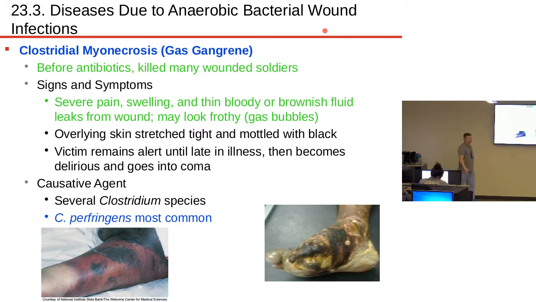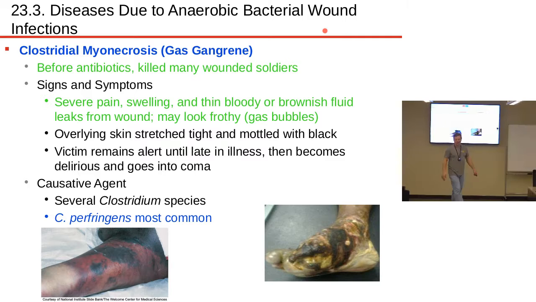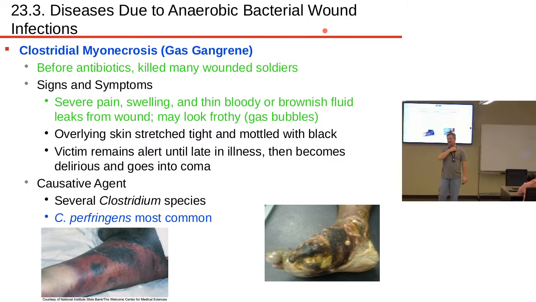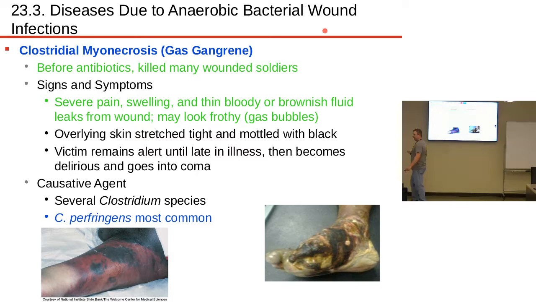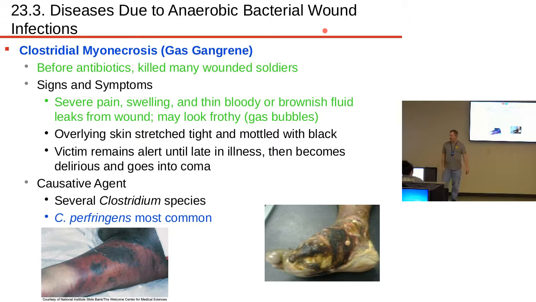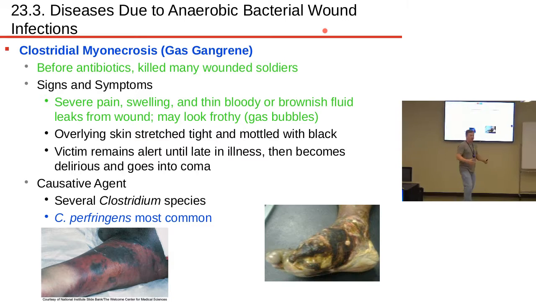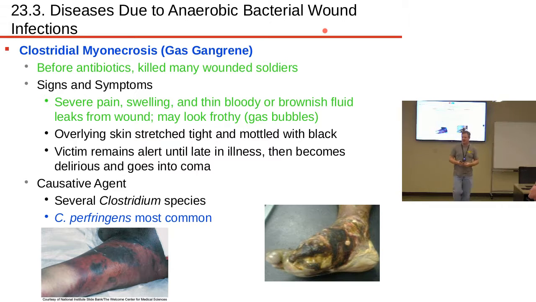So this one is Clostridial myonecrosis. And so this one is also known as gas gangrene. That's what Shane and I were talking about before we got started. Different variation of gangrene.